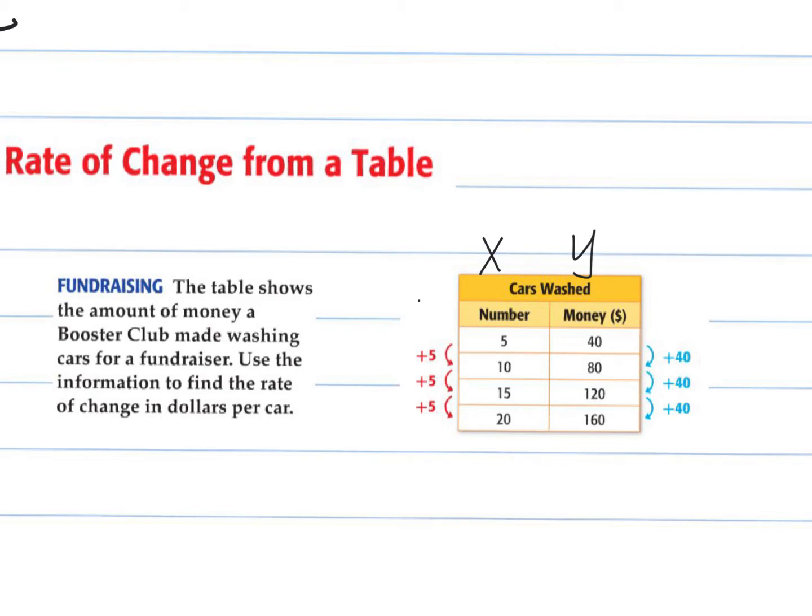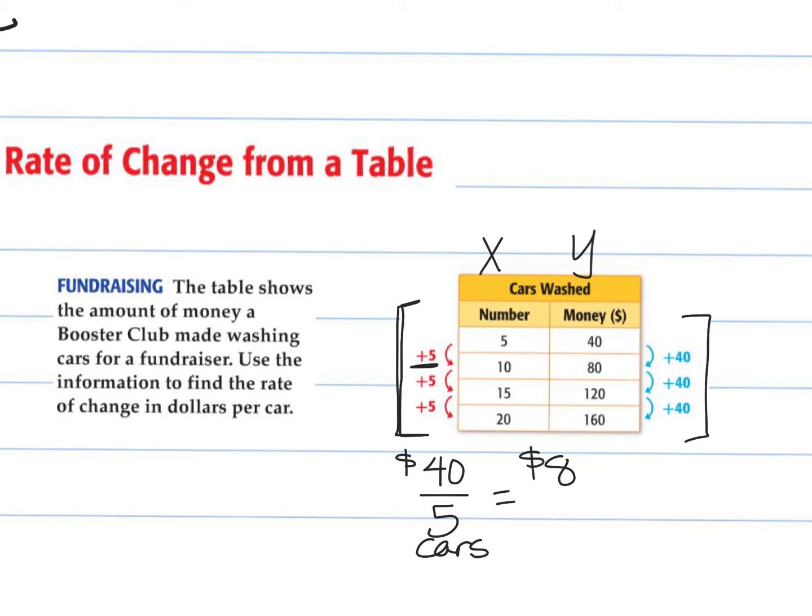If I look at my x values and I see how much it's changing, I can see that it's going up by 5 every time. And then I look at my y values and I see that it is going up by 40 every single time. So what I can do then is I take my change in y, which is 40, because that's how much it's changing every time, over my change in x, which is 5. And it's $40 over 5 cars. 40 divided by 5 is 8. So then it's going to be $8 per car.